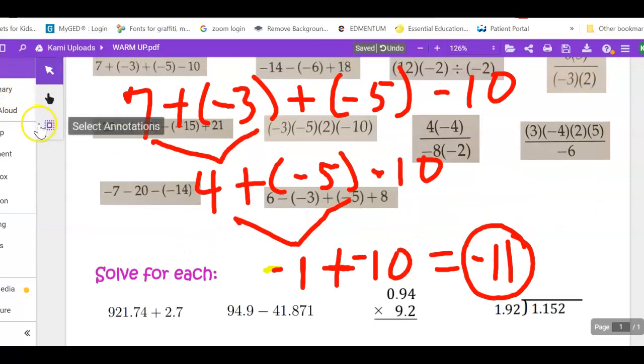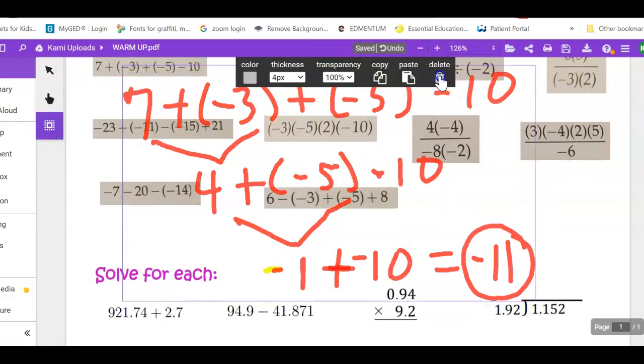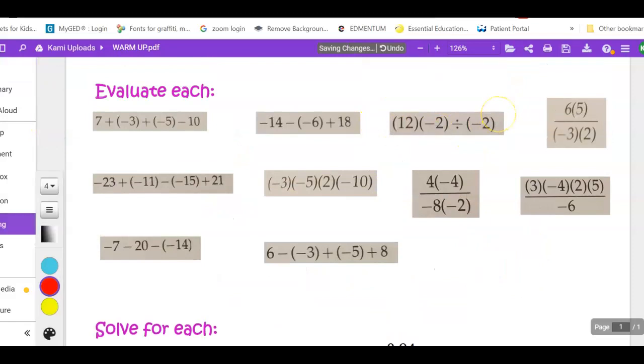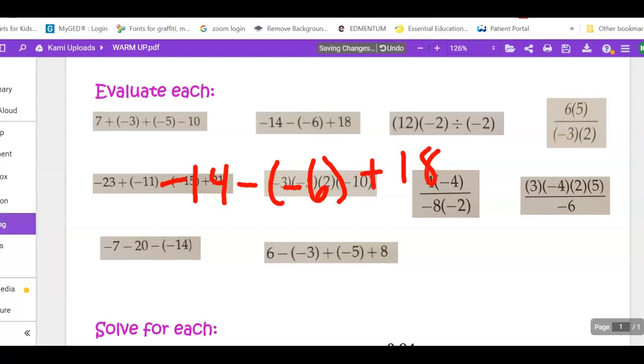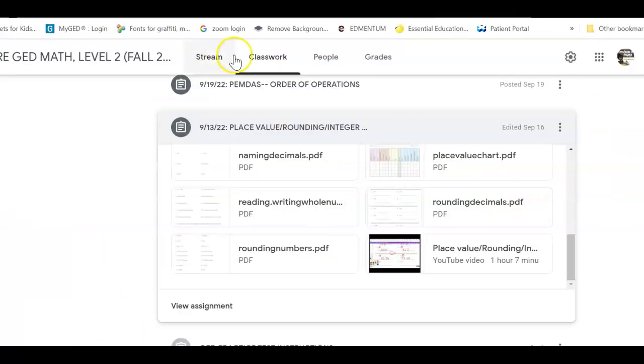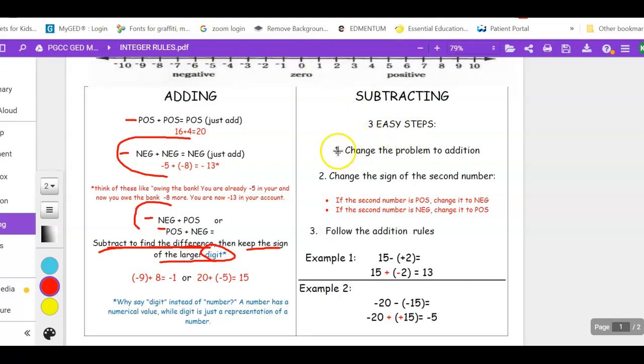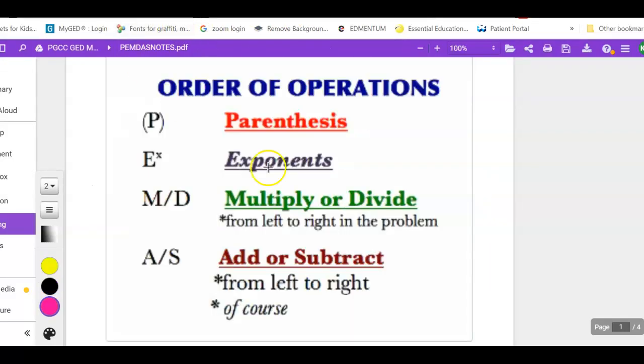Let's take a look at the next one. All right, I'm going to put the next one right here. It says -14 minus -6 plus 18. Start with the first two. We have a subtraction problem: -14 minus -6. So remember the rules of subtraction, right? There it is. Step 1, change it to addition. All right, we're going to go back and change it to addition.